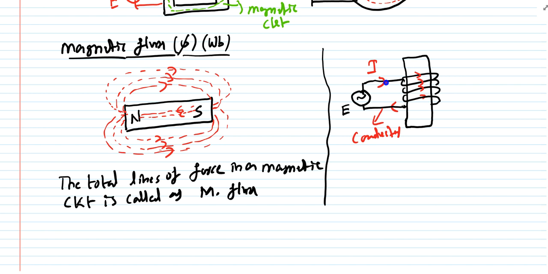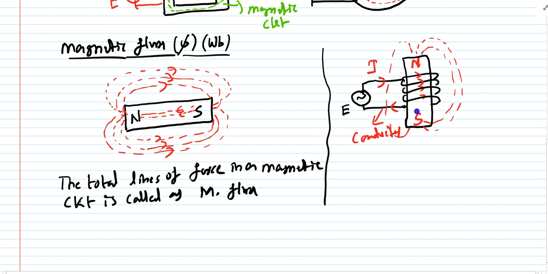That is one of the properties. As per this current direction, this is going to form a north pole and this is going to form a south pole. These are the magnetic flux lines, or you can say magnetic force lines. This is why it is called an electromagnet.